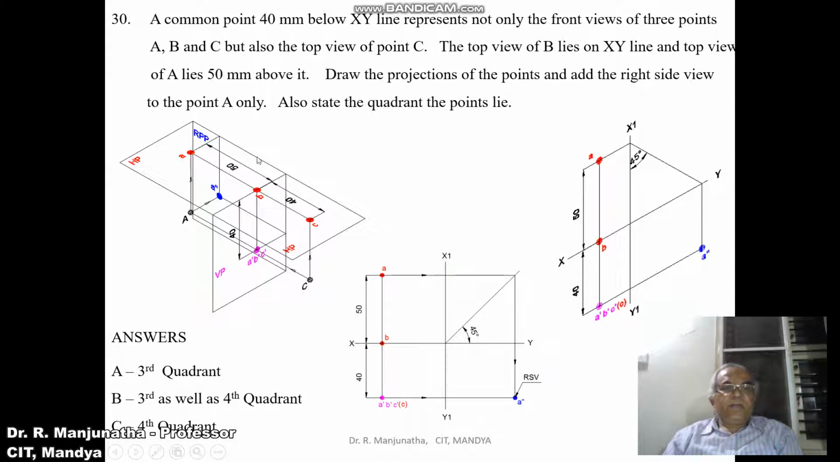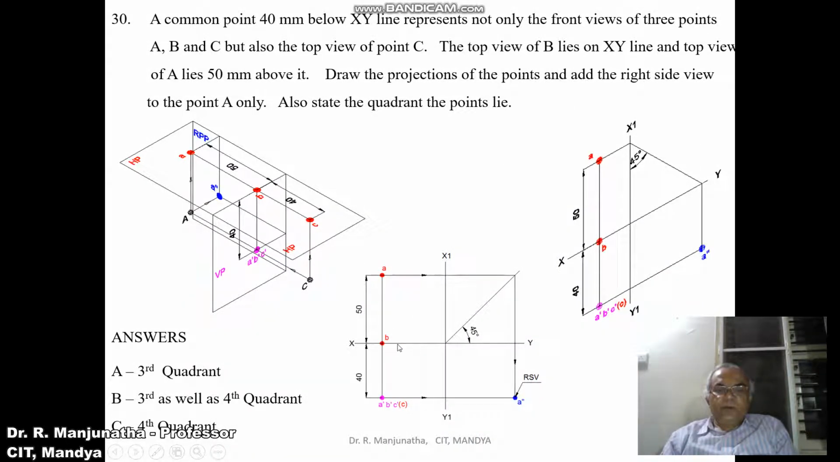When you cut it here and then rotate HP to the top, the top view of the point A will come above XY line and B will be on XY line, and when C is rotated, C will come below XY line. Now when the RPP is rotated to the right side, both A dash and A double dash will be on the line. This is how we will be able to analyze this. Now we will write the solution in the sketchbook.